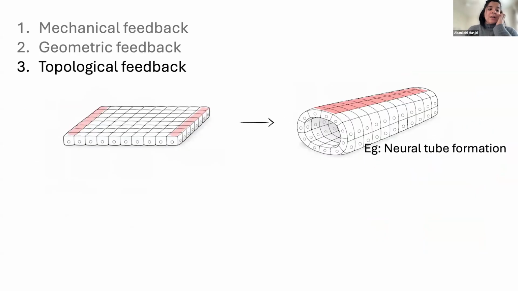The third kind of feedback, which is slowly emerging in the field, is one of those things that is so obvious, but it needed a framework. That's how I see it. It is just changes in topology that are happening throughout development. So I gave the example of formation of a tube, either through folding and fusion, or through just cavitation.